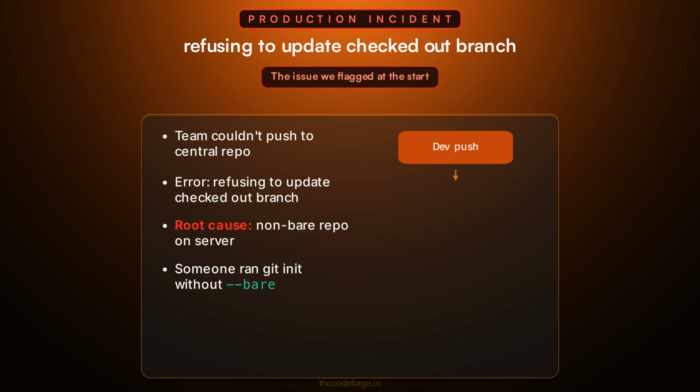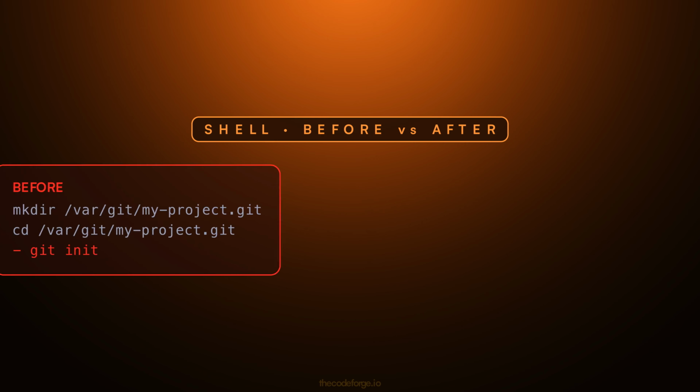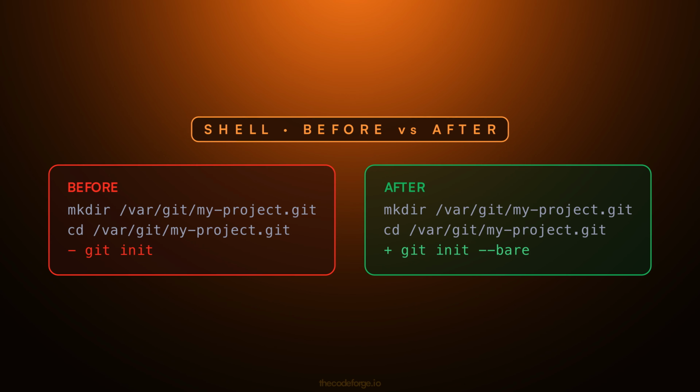This is the same issue we highlighted at the start. Here's exactly why that happened. Someone initialized the server repo with git init instead of git init --bare. Git refuses to push to a non-bare repo because it would overwrite the working tree. Running git init without --bare on a server repo causes push rejection because Git refuses to update a checked-out branch.